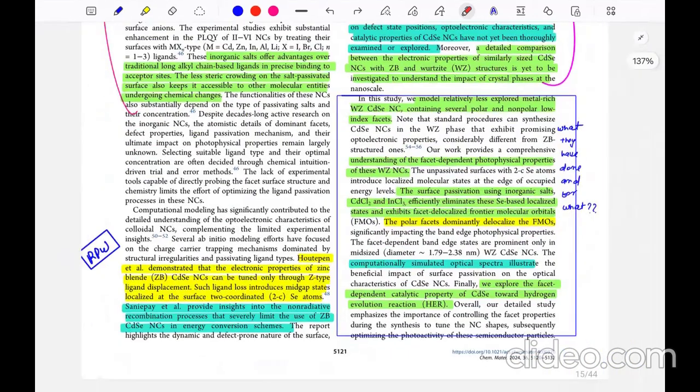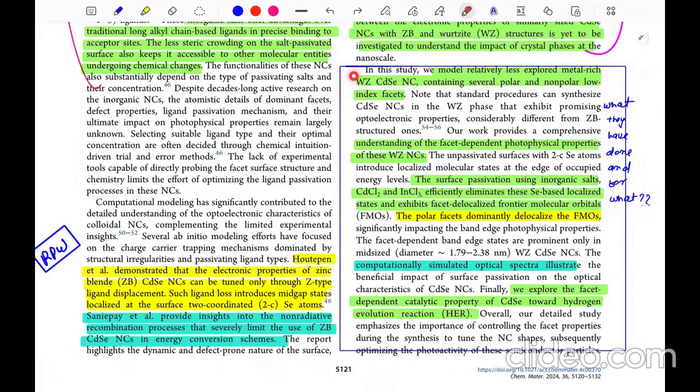And now, in this part, they are discussing what they have done and for what purpose. In this study, they have modeled the less explored metal-rich wurtzite phase cadmium selenide nanocrystal. Zinc blende phase is the studied one, so they have modeled the relatively less explored wurtzite phase, and they will try to understand the facet-dependent photophysical properties of these wurtzite nanocrystals. They will also discuss surface passivation using inorganic salts like CdCl2 and indium chloride.